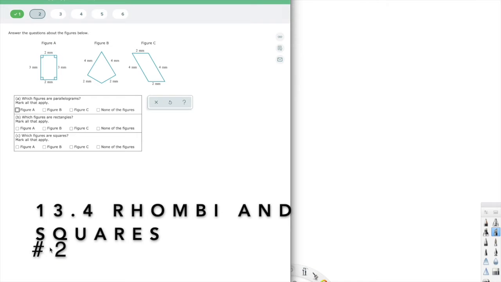All right, so this one says answer the questions about the figures below. And with this one, we have parallelograms, rectangles, and rhombi, or squares, actually, just squares. It doesn't say rhombi on the description. So we can see parallelograms, rectangles, squares, and that's actually what this title is called, identifying those 3 things. So which figures are parallelograms? So remember, and I can even open this real quick, because I have this guy here.